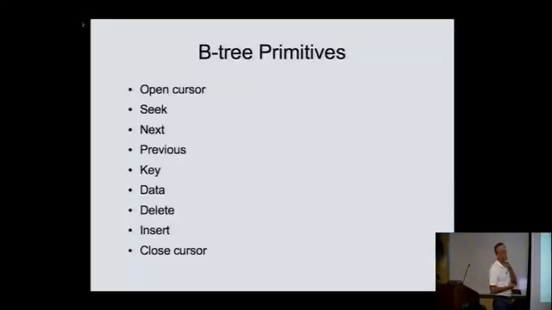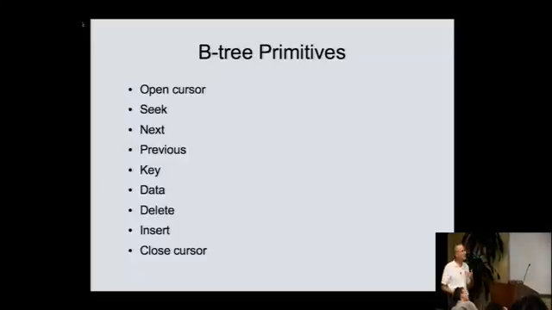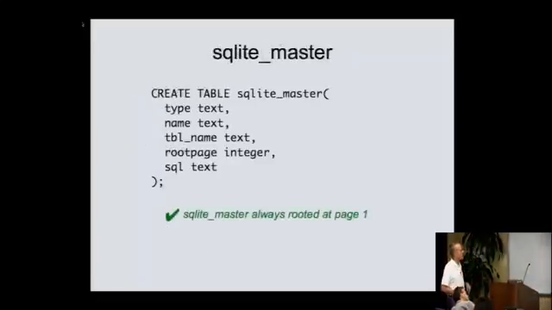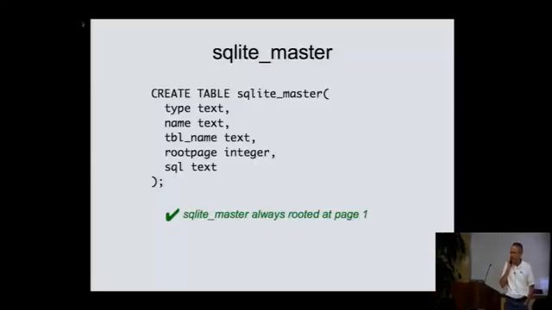All right, the B-tree primitives. Again, you access the B-trees by cursor. You open a cursor, you seek on the cursor forward and back, ask for the data or the key, and close the cursor. How do we find out where the root pages are for each of the B-trees in the file? There's a special table in every SQLite database called the sqlite_master table, and the schema looks like this. It's there by default.